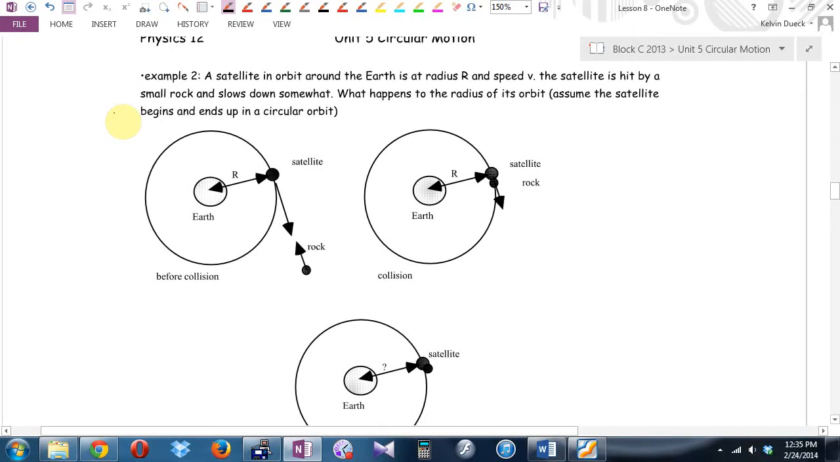Example 2. A satellite in orbit around the Earth is at radius r and speed v. The satellite is hit by a small rock and slows down somewhat. And let's use our imagination to say it slows down exactly in the same direction as its orbit. In other words, the rock doesn't knock it towards the planet or away from the planet. By a wonderful coincidence, it gets hit straight on with the rock, so it loses kinetic energy, and that's it. Yeah, I know we're in our magic physics world again, Jordan. You with me so far? What happens to the radius of its orbit?